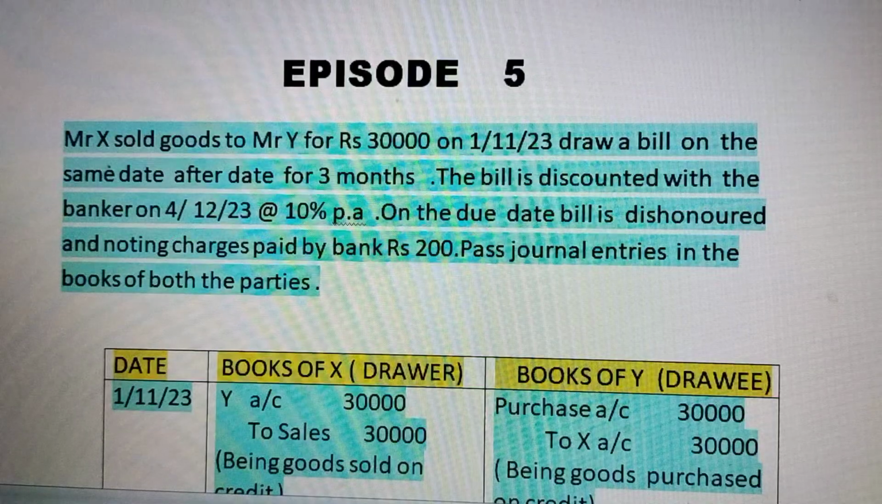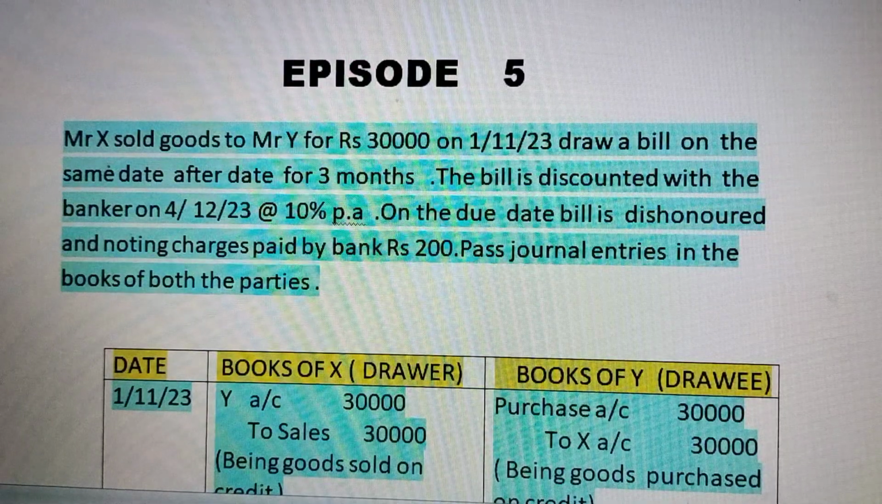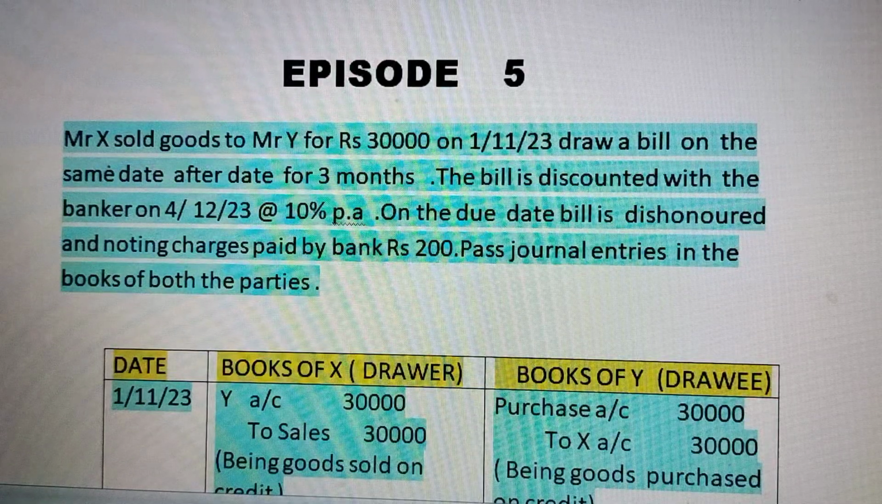Mr. X sold goods to Mr. Y for rupees 30,000 on 1st November 23. Draw bill on the same date, after date for 3 months. The bill is discounted with the banker on 4th December 23 at the rate of 10% per annum. On the due date, bill is dishonored and noting charges paid by bank rupees 200. Pass journal entries in the books of both the parties.